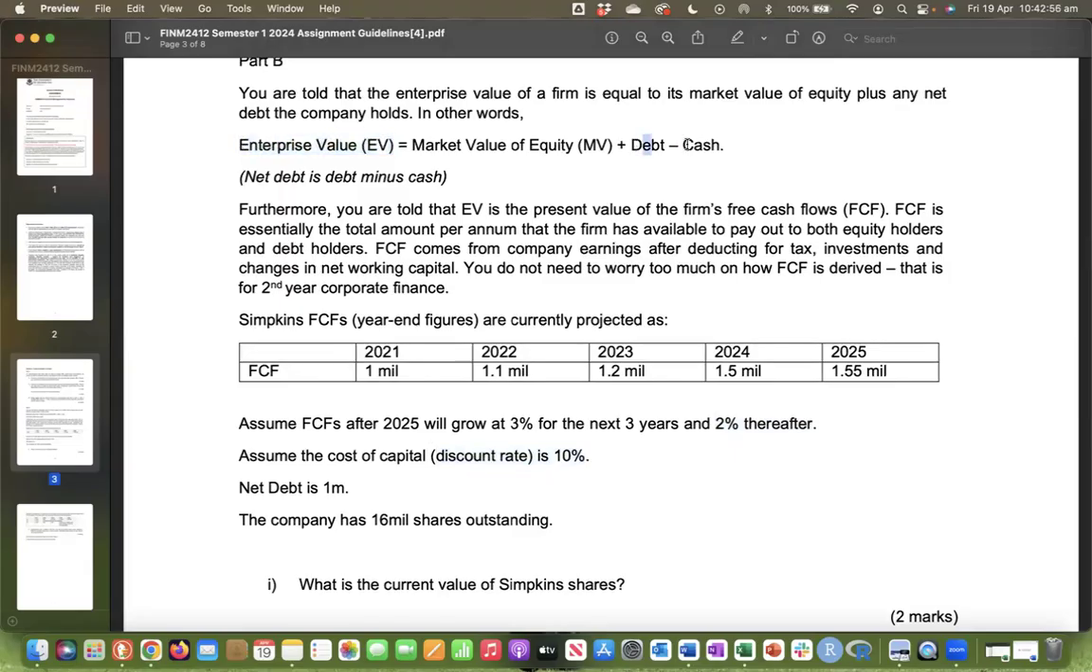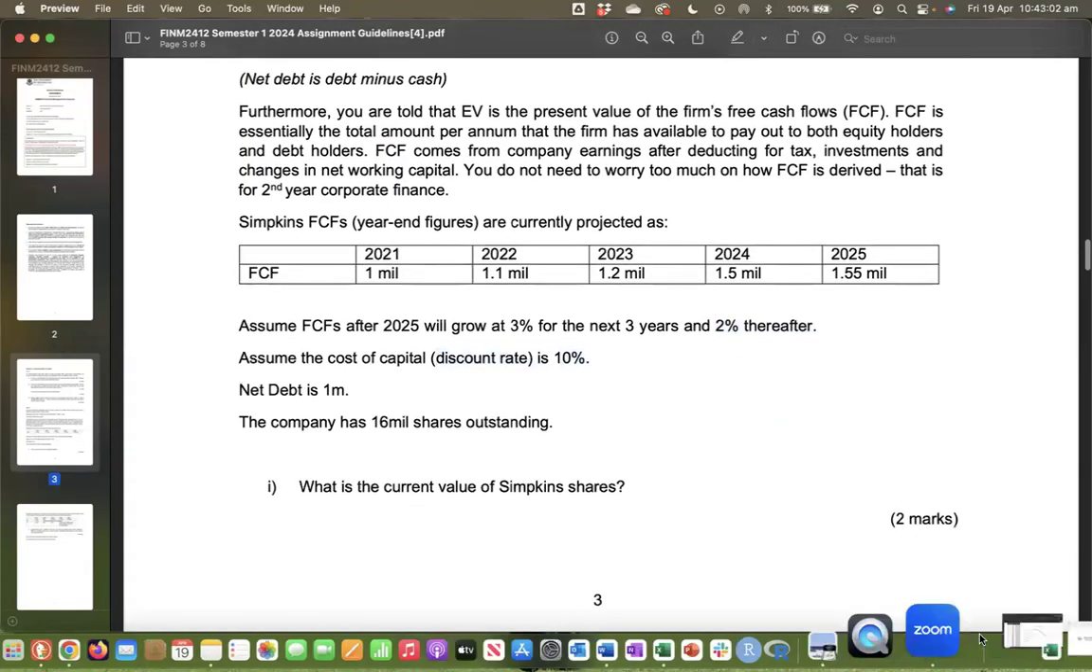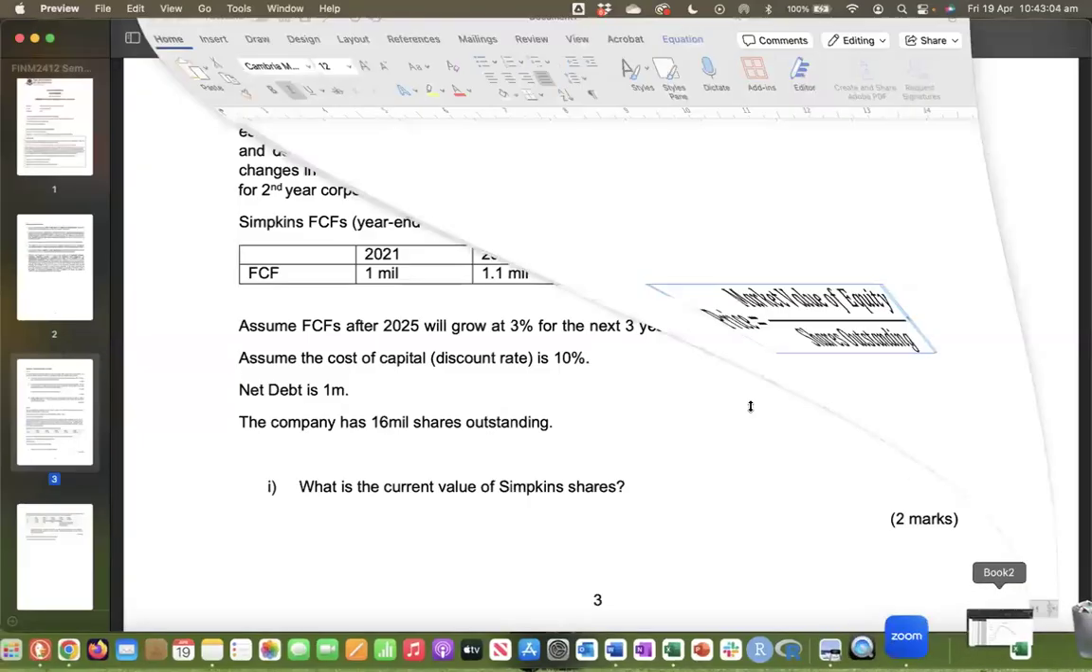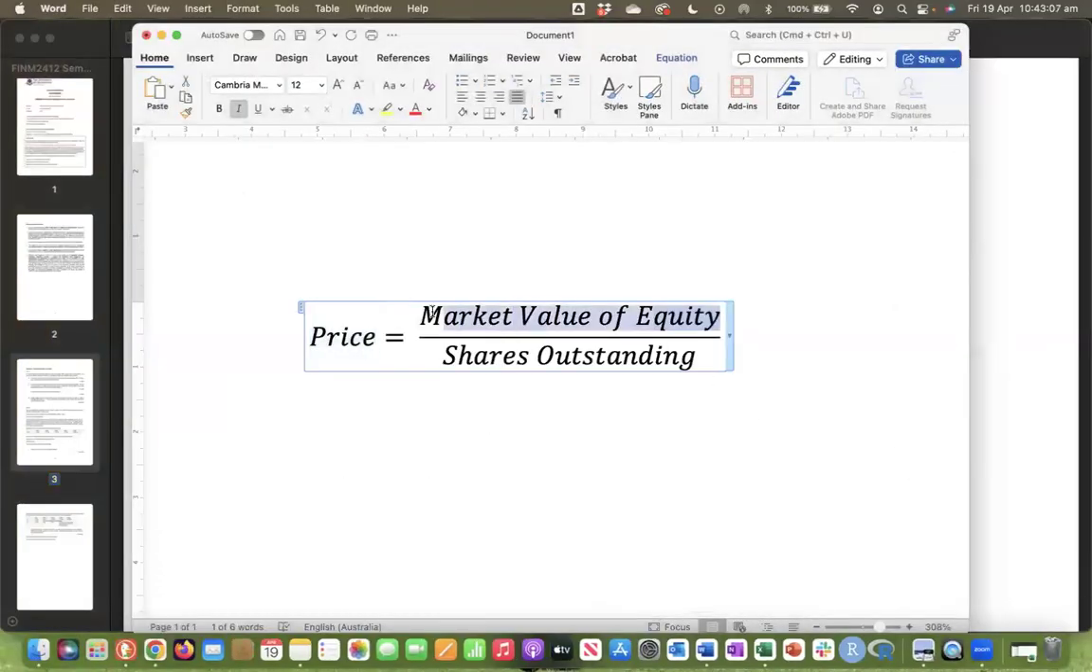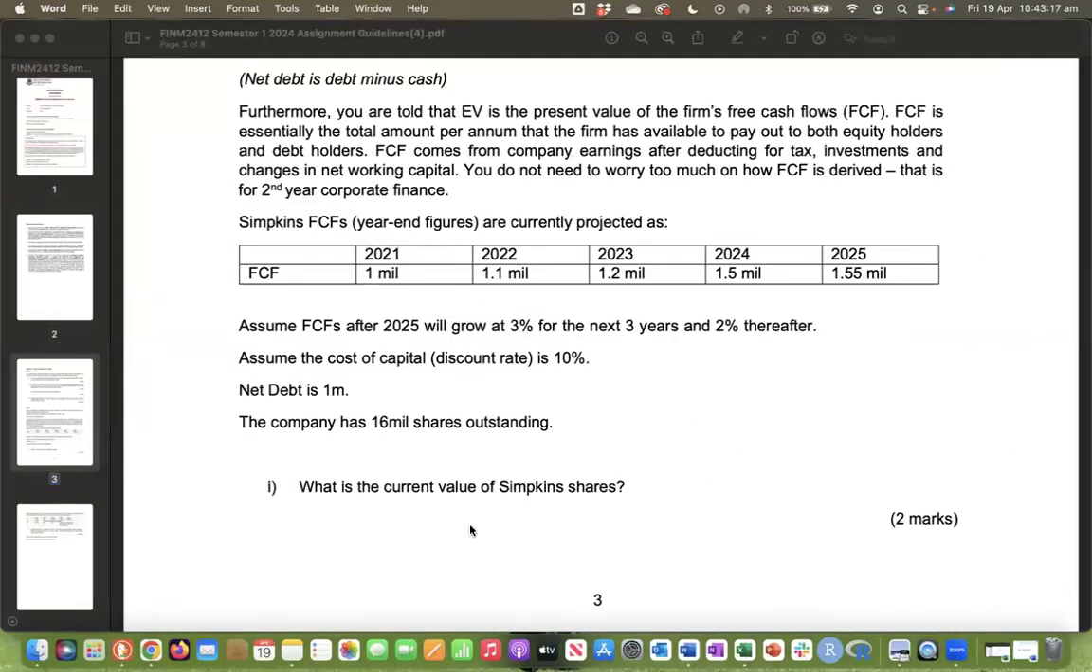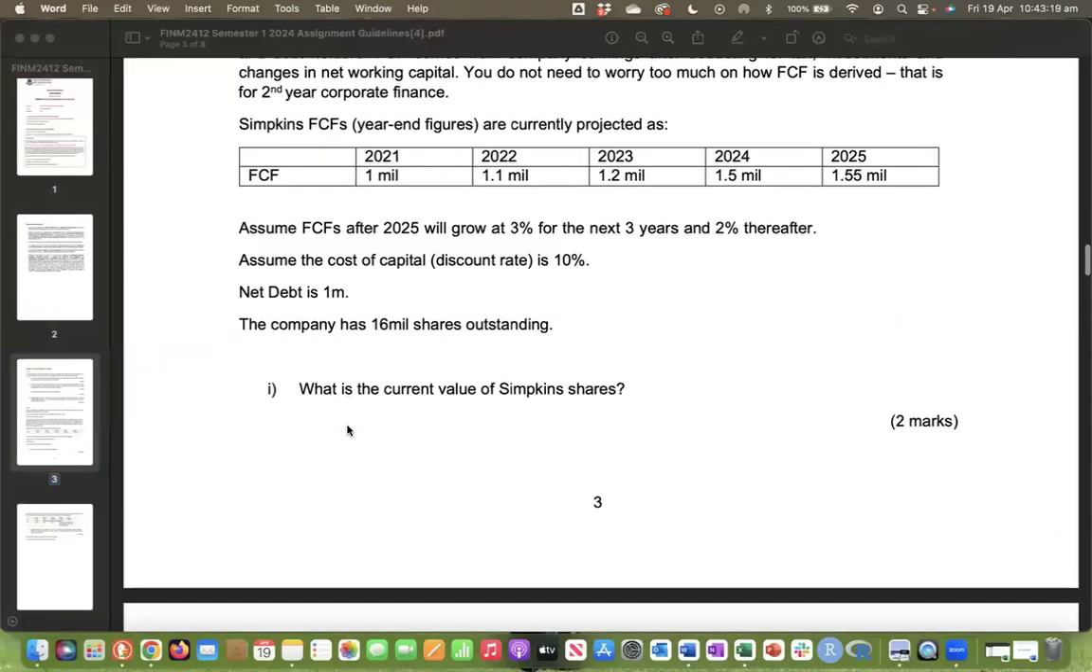We already know our answer here. And so we will be able to determine our market value of equity. And from that, we will have this answer. And we also already know our shares outstanding. So from those two values, we will be able to determine our price, which is what is expected for part one.